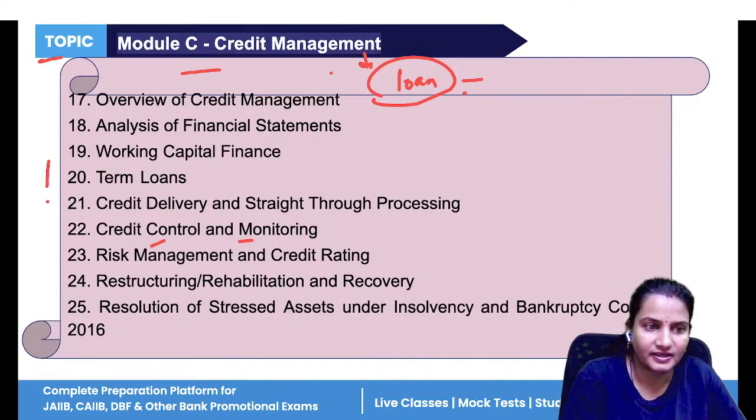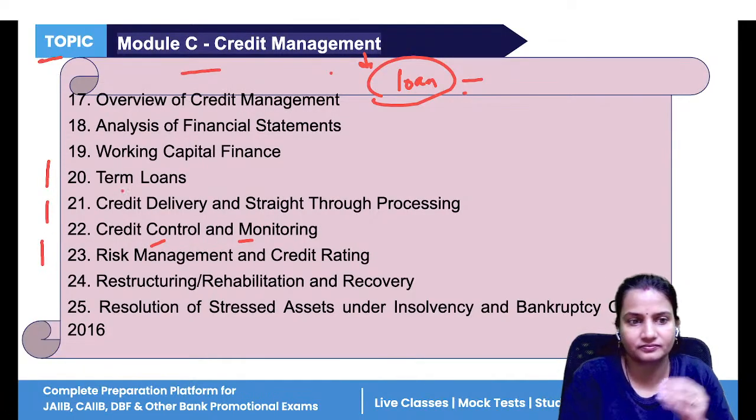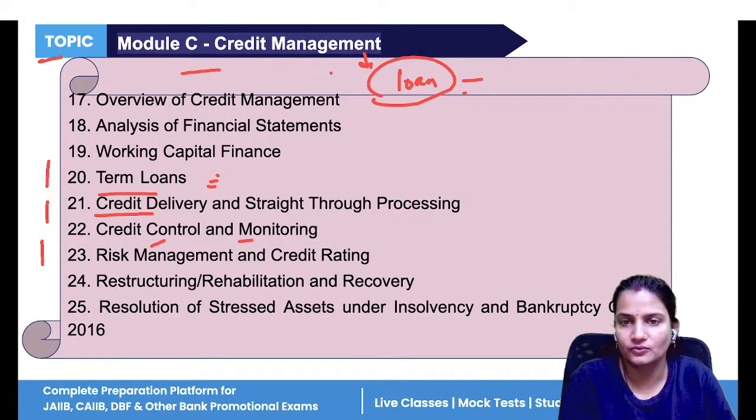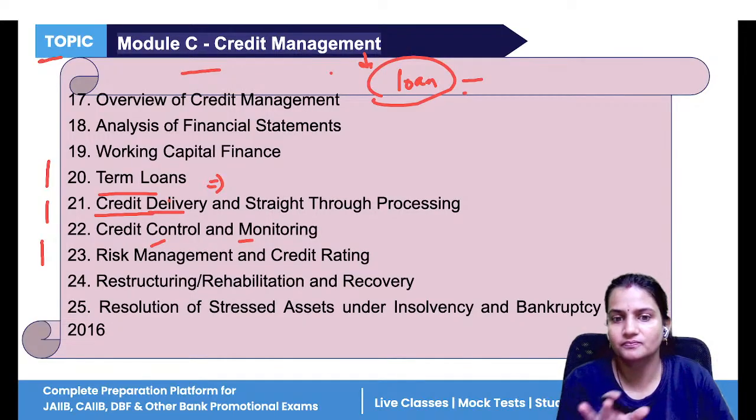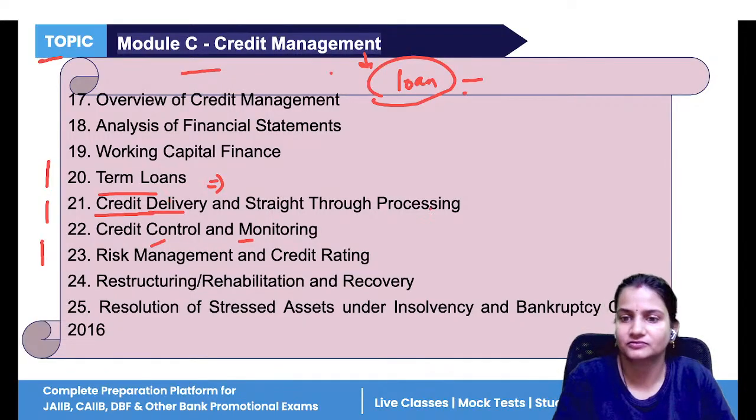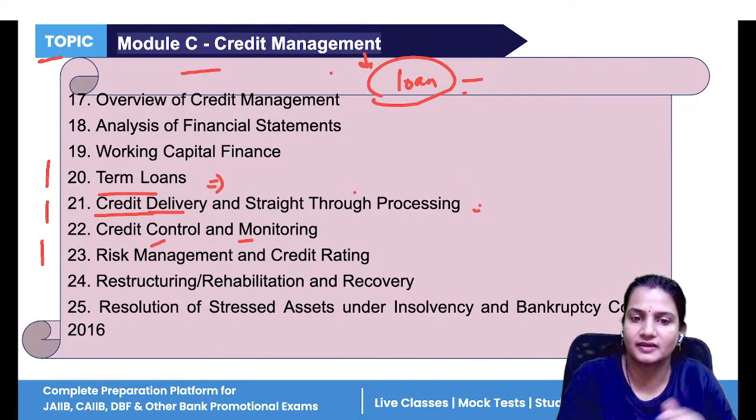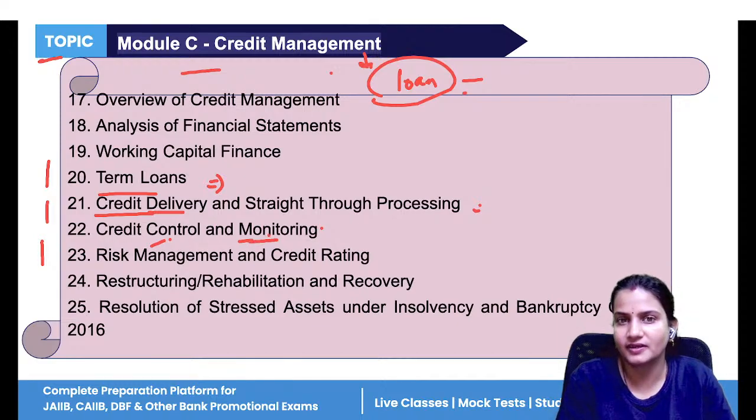See, all these are in sequence. So first you will do the appraisal of the term loans. After appraisal, you will provide credit. You will deliver credit through STP process to your borrowers. After providing them the credit, it's the duty of the bank to monitor the credit also, to see whether they are using the money for the same purpose or not.